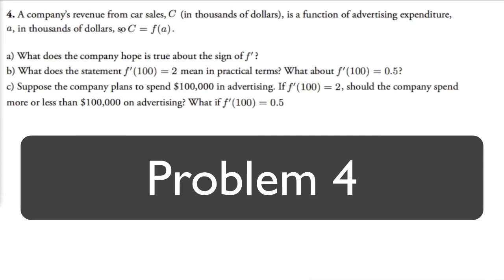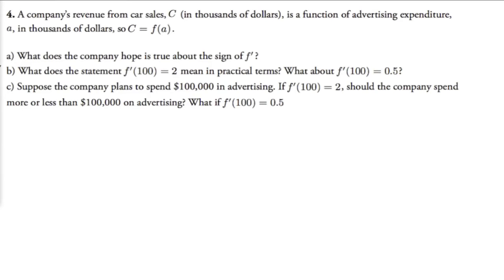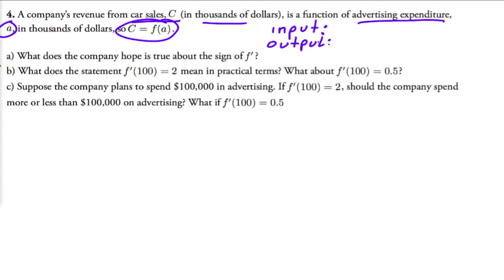Okay, so we've got a company's revenue from car sales, C. So car sales C, in thousands of dollars, is a function of advertising expenditure, A, in thousands of dollars. So C equals f of A. So here, this is really important to keep track of what the input and the output is. So the input, let me write it down. Okay, so the input, what you're plugging in, is advertising expenditures.